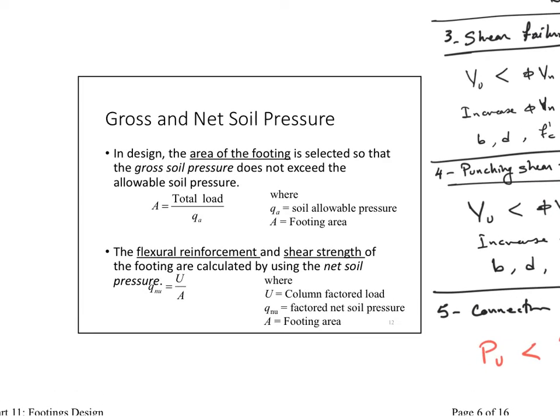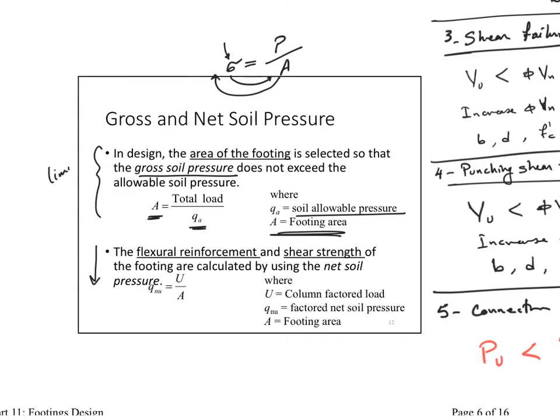In the design, the area of the footing is selected so that the gross pressure does not exceed the soil allowable pressure. So I would put the soil allowable pressure as my stress. Remember this equation, stress equals load over area. I get the area up here, and this goes down here, and I use the soil bearing capacity. So the stress is the soil bearing capacity. Then solve for the area. I found this footing area, and this is limit state 1. And then after that, I go to all other limit states.